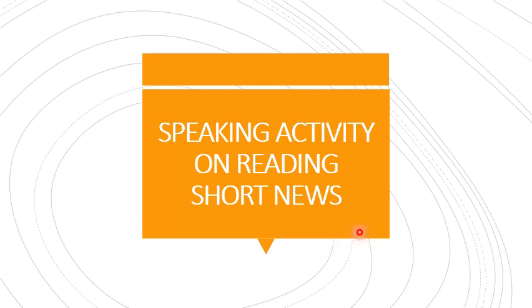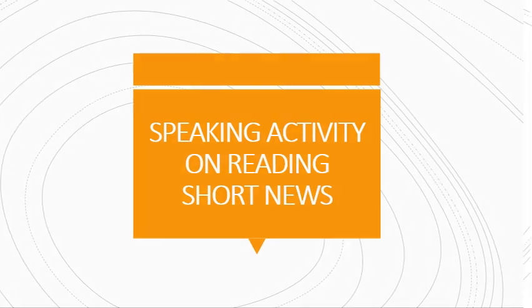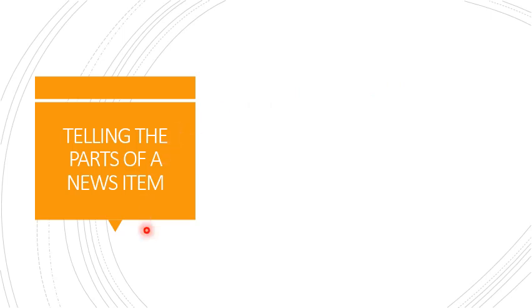Now that you know how to read short news, let us have a speaking activity. Let us test your skills. In this speaking activity, you are going to tell the parts of a news item. So these are the steps. First, this is an individual activity. There is only one person. You don't need a partner in this activity. One person per speaking activity.